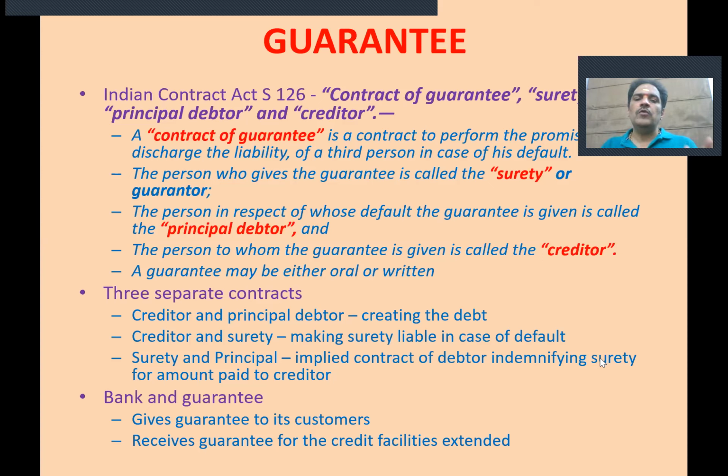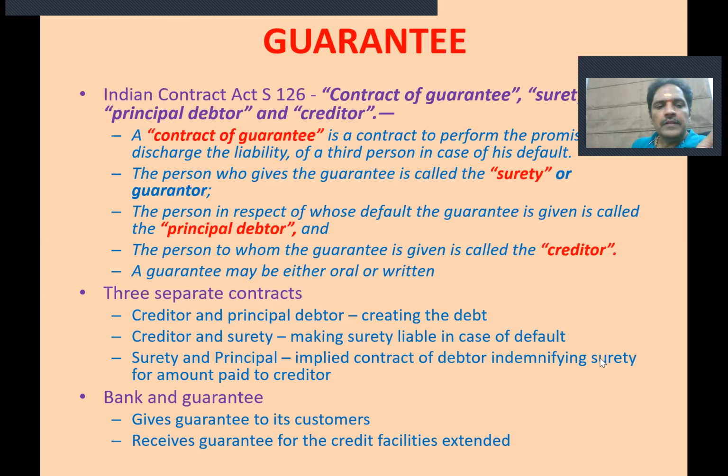So a guarantee could be an oral guarantee or a written guarantee. But by and large, we'll see the written guarantee part only. In a guarantee, there are three separate contracts and three parties. The first contract is the contract on the basis of which a loan is given or a debt is created. That is between the creditor and the principal debtor. If it is a bank which is giving a loan, the bank will be the creditor and the borrower will be the principal debtor. Then the second contract is between the creditor and the surety.